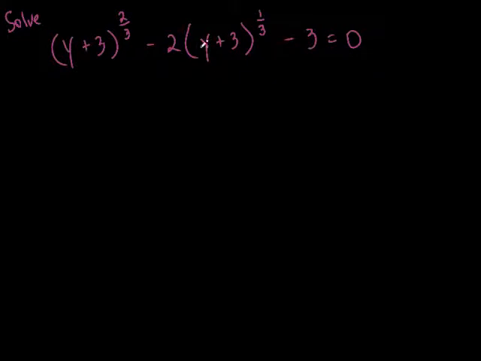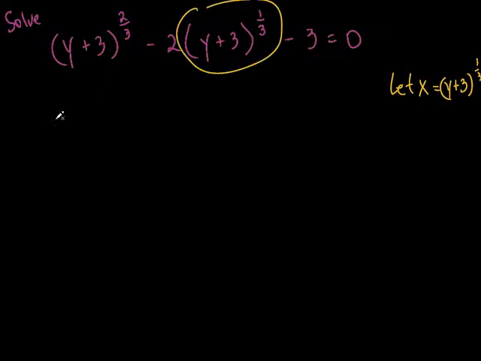Yeah, exactly. Alright, let's do this real quick. We're running out of time. So what are we going to do? We're going to let x equal y plus 3 to the 1/3. So we're going to let x equal that whole entire thing right there. Everybody see that? That's going to be the x. So what happens? Well, this is to the 2/3, which means it's to the second power. So this is going to be x squared. This is minus 2x. This is minus 3 equals 0. And let's just solve for x now.